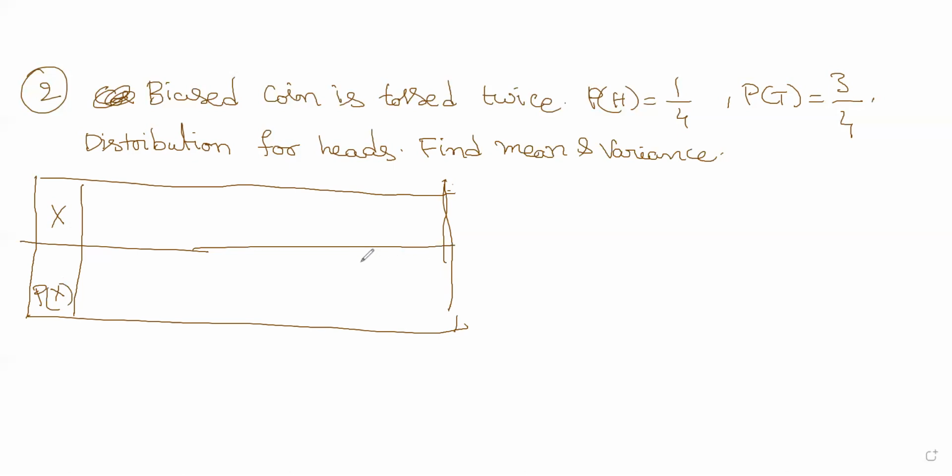Now I tell you, how many tails can come when the coin is tossed twice? You can have 0 tails, you can have 1 tail, you can have 2 tails, right? That's the maximum.